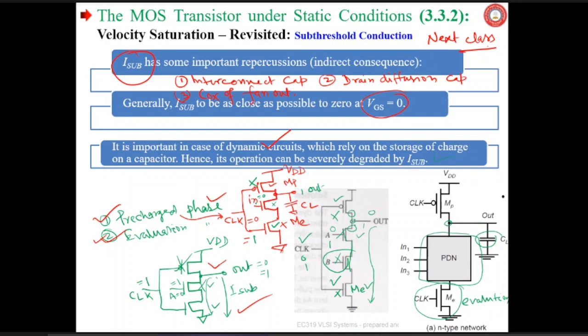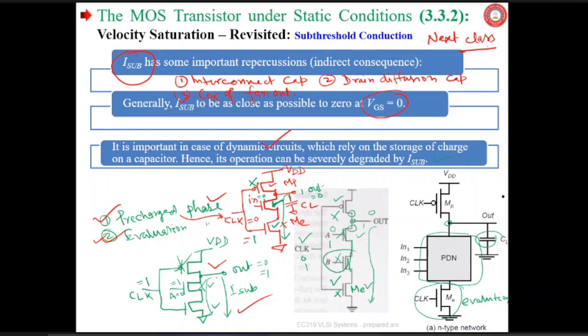When in is 1 instead of 0, then what is going to happen? This will be on, and ME is already on. So a pull down path is connecting the output node to the ground, and hence CL will be discharged, and you will get output equals 0. Is it understood? This is the working of a dynamic gate, right?